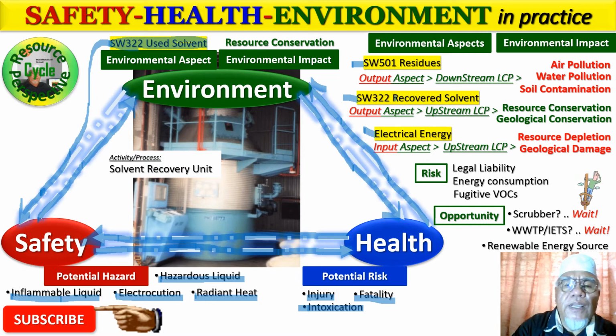to manage these aspects, and then we have to look for each aspect, or at least for this activity where the aspect originates or is involved, in terms of risks and opportunities. Are there any? So we'll discuss this. Now let's take a look. The first aspect that we are going to discuss is the SW501, which is the residue from the recovery units. I explained that just now.